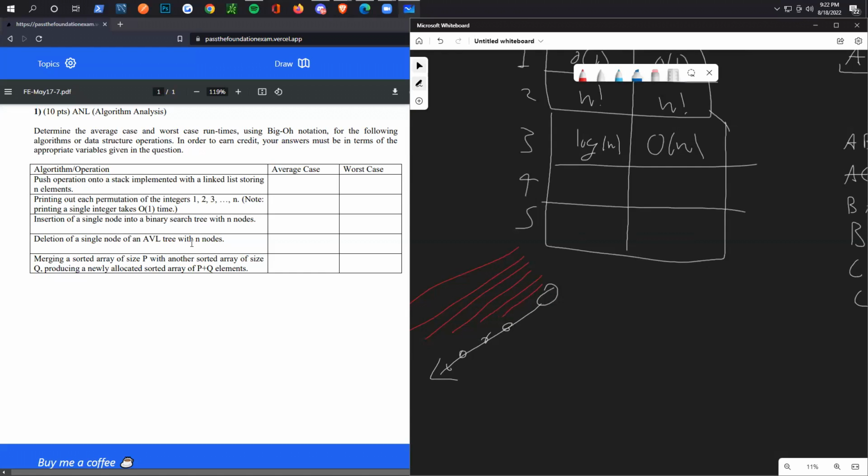Then number 4, deletion of a single node in an AVL tree. Everything on AVL is log of n, since it's all height balanced. So it's just log of n, everything on AVL, and everything on heaps as well. And merging a sorted array of size P with another sorted array of size Q, producing a newly allocated sorted array of P plus Q elements.